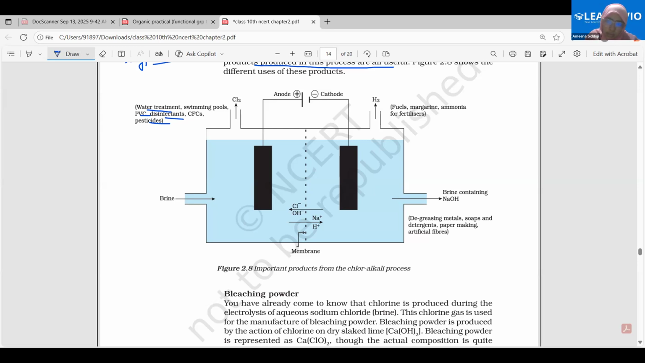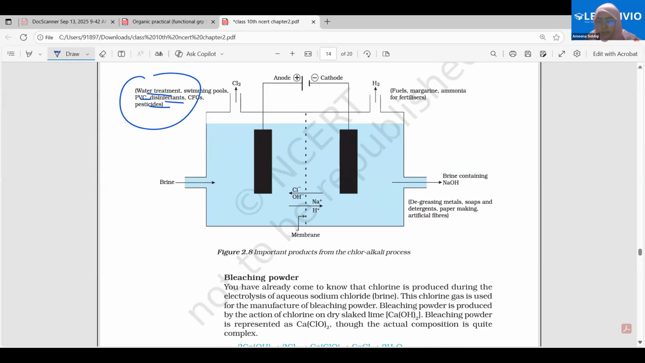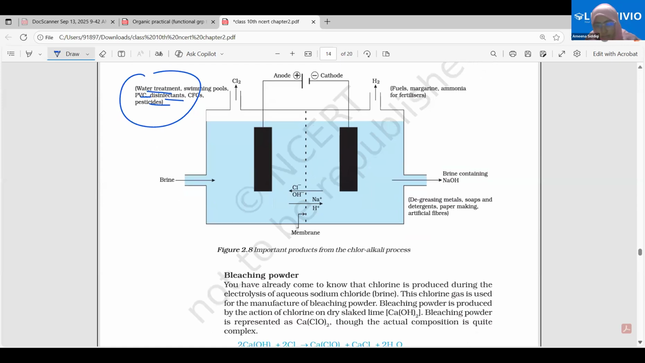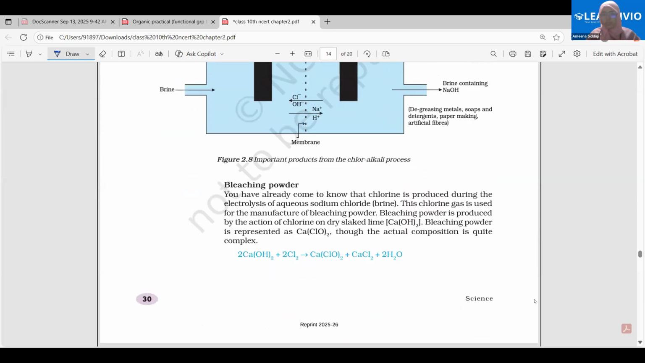Two important points that I wanted to discuss here in this diagram. These are two important full forms that I wanted to tell you. Now, coming on to the bleaching powder. Once we have these three products, sodium hydroxide, chlorine gas and hydrogen gas, let's see how they are actually used. Chlorine is produced during the electrolysis of aqueous sodium chloride, that is brine. First point: this chlorine gas is used for the manufacturing of bleaching powder.